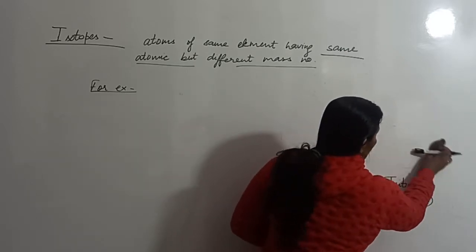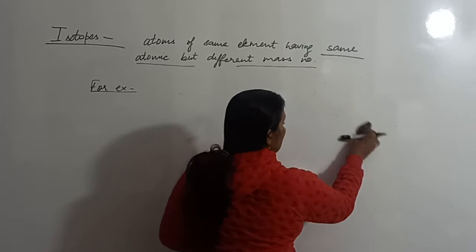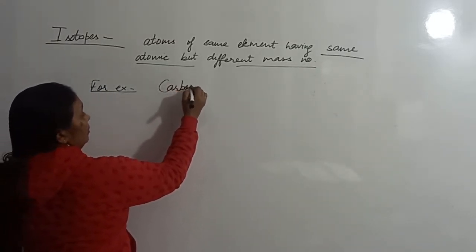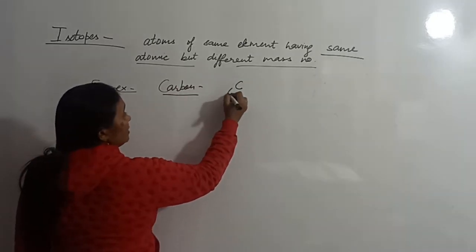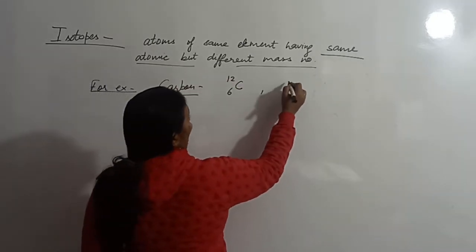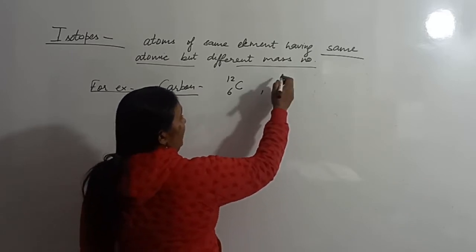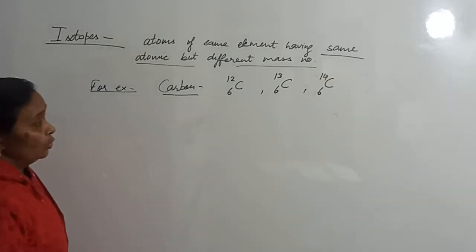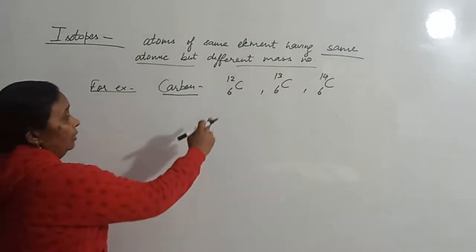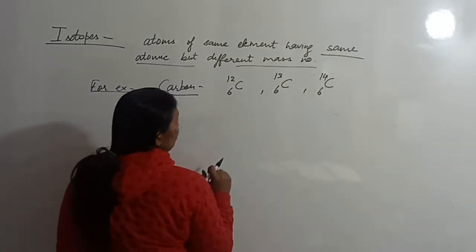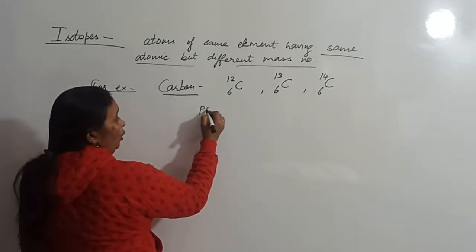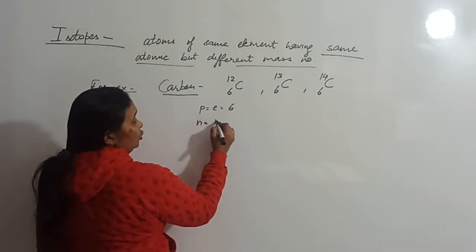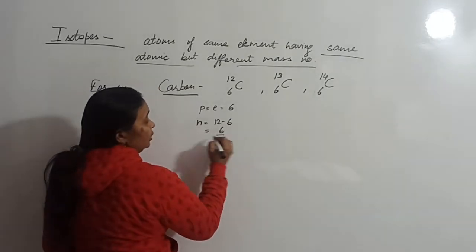Let me show you the isotopes of carbon. Carbon has 3 isotopes. Carbon, atomic number 6, mass number 12. And carbon, atomic number 6, atomic number will be same, mass number 13. Carbon, atomic number 6, mass number 14. So these are the 3 isotopes of carbon. Here, in these 3 isotopes of carbon, number of protons and electrons will be 6. And what will be the number of neutrons? 12 minus 6, that is 6 neutrons.